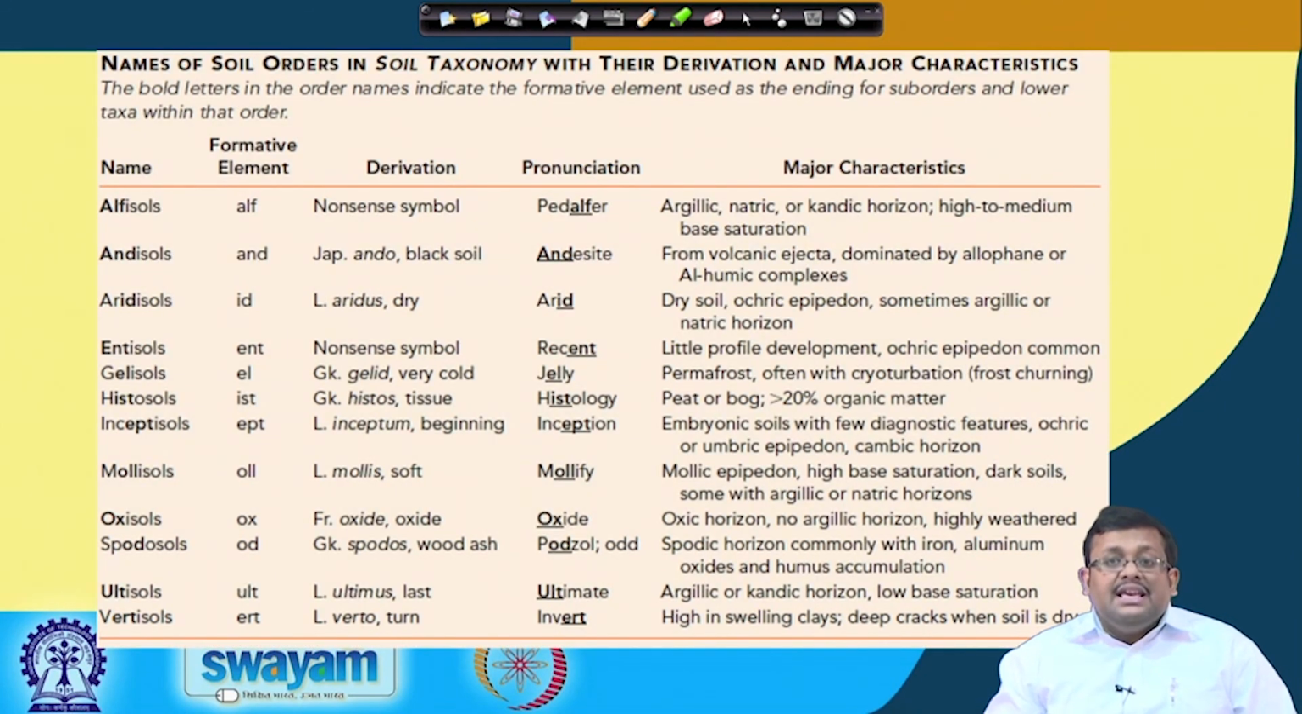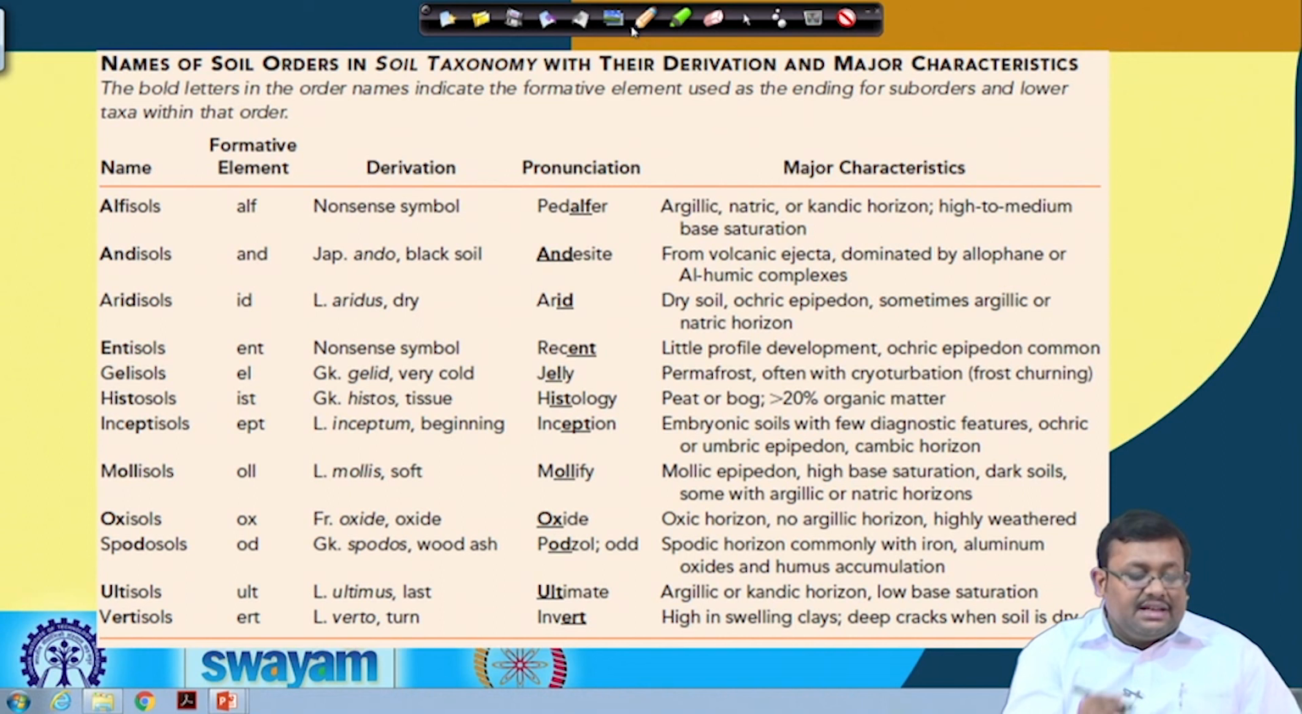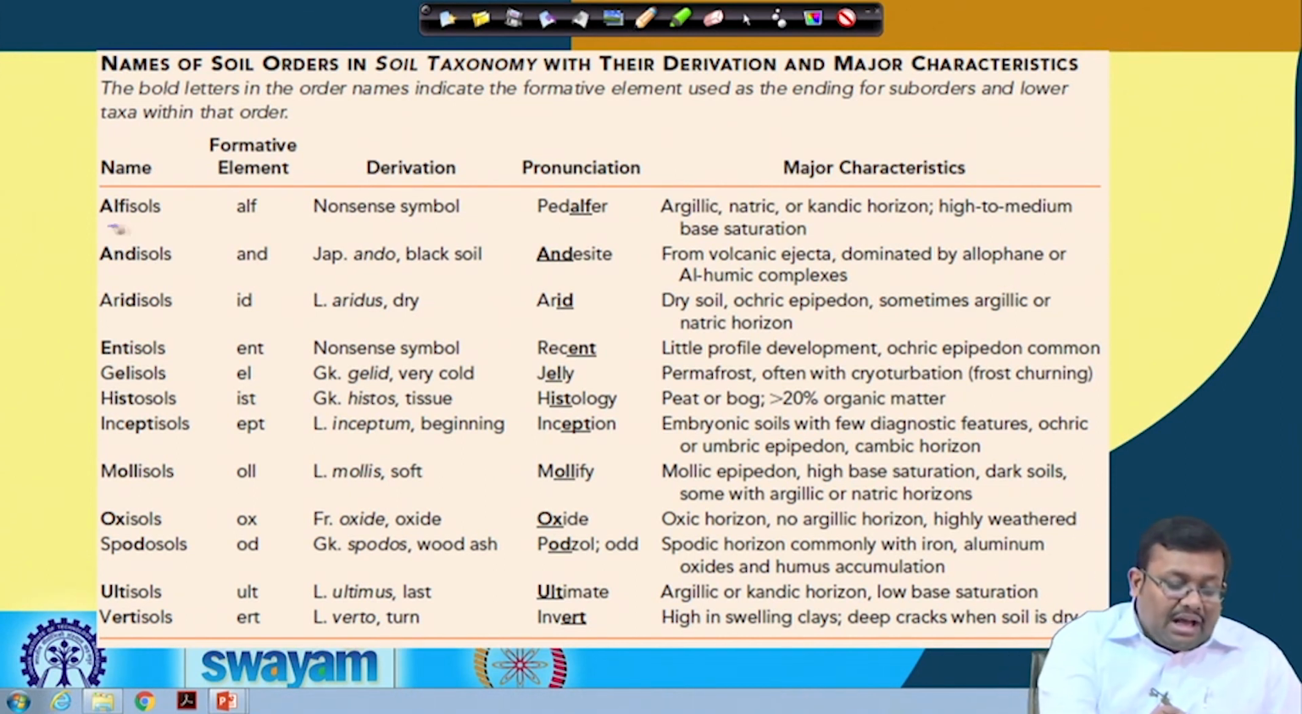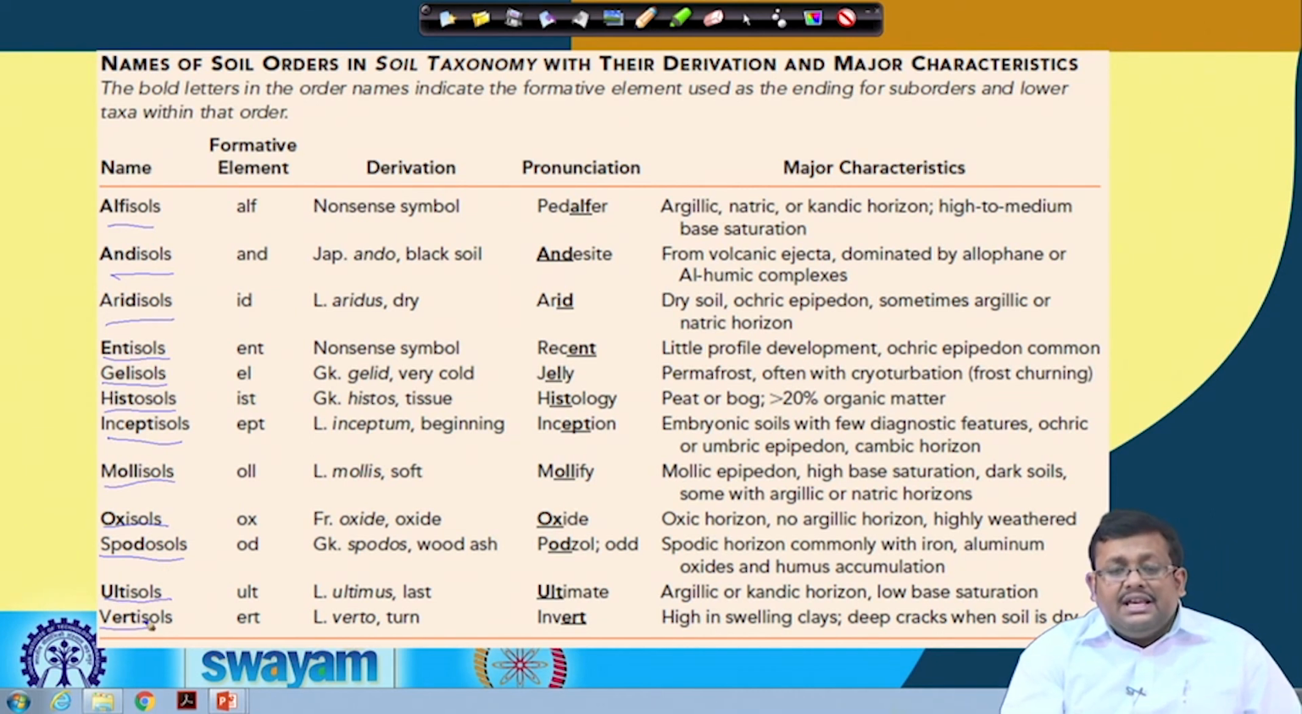So, let us see, this is a compiled list, and you can see that we have listed here 12 different soil orders. For example, alfisols, andisols, aridisols, entisols, gelisols, histosols, inceptisols, mollisols, oxisols, spodosols, ultisols and vertisols, and each of them is characterized by a specific surface or subsurface horizon. For example, in case of alfisol, you will see that an argillic, natric or candic horizon is present, and you will find high to medium base saturation.